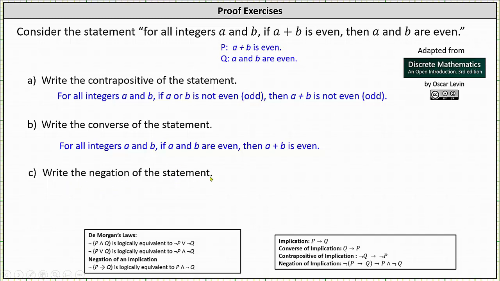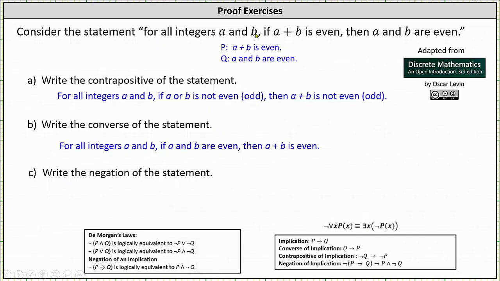Part C, we're asked to write the negation. We need to be careful when negating the statement. When we negate the statement with the quantifier, the quantifier type is going to change. Looking at the notes below, the negation of for every x, P of x is logically equivalent to there exists x such that the negation of P of x. So when the negation passes the quantifier, the type changes.